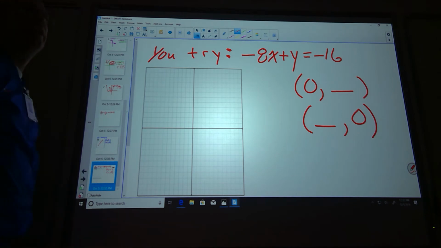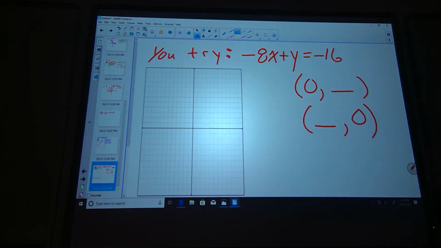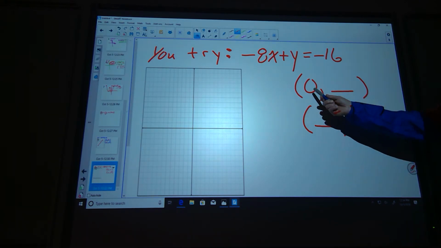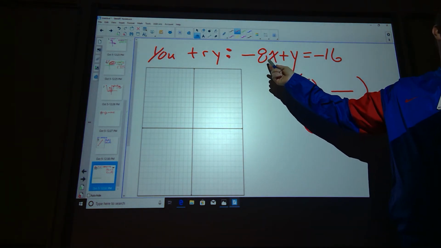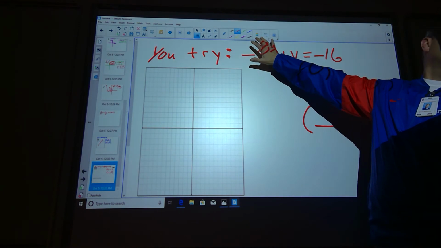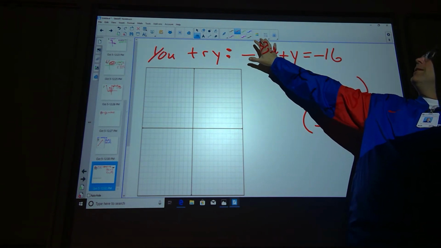All right. Sophia, picking on you. Which would you like to do first? The 0, comma blank or the blank, comma 0? 0, comma blank. All right. So Sophia, is this an x or a y? X. So that means I'm going to plug it in here. So that's covered up. So what does y equal? 1.